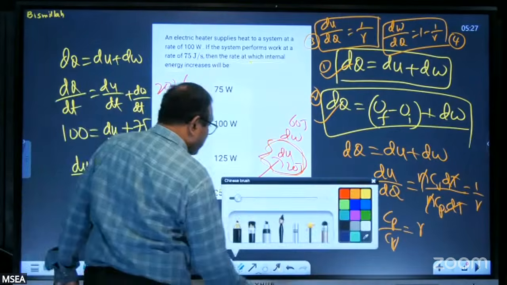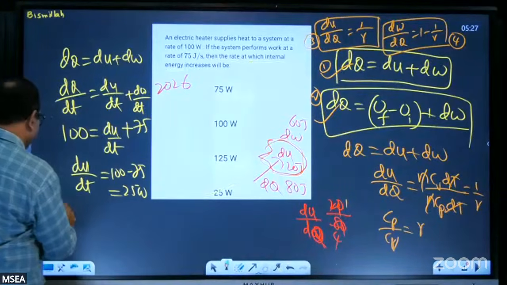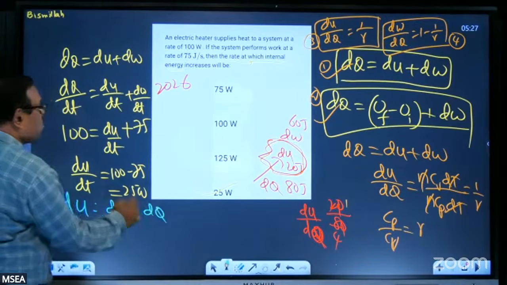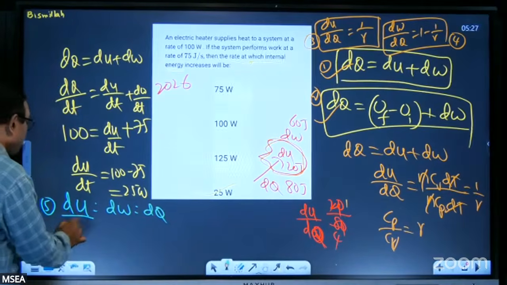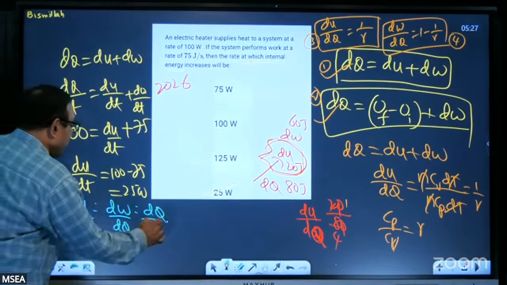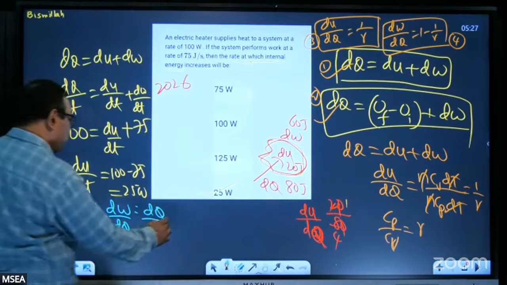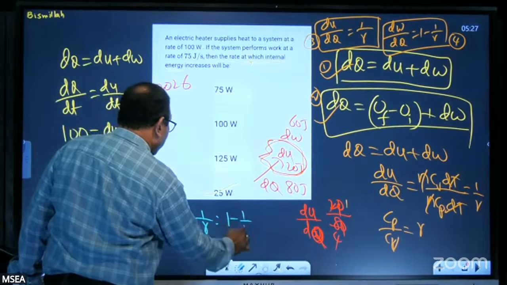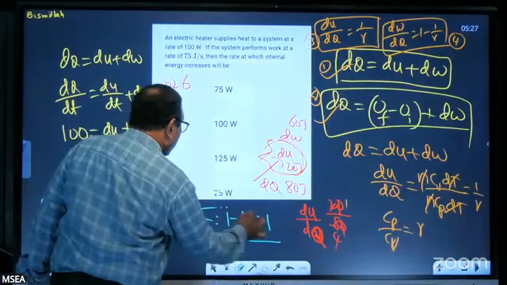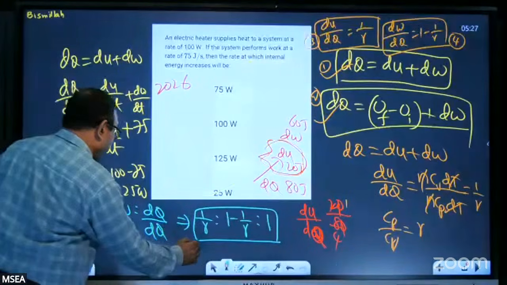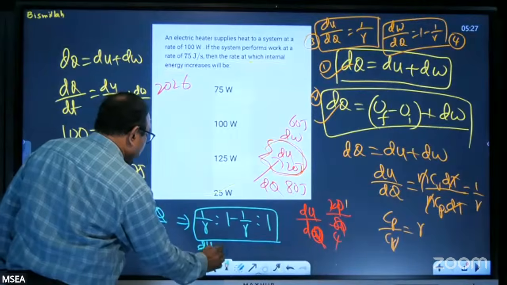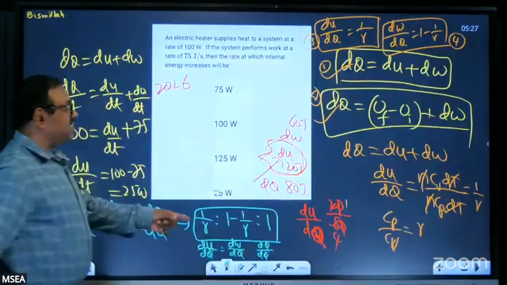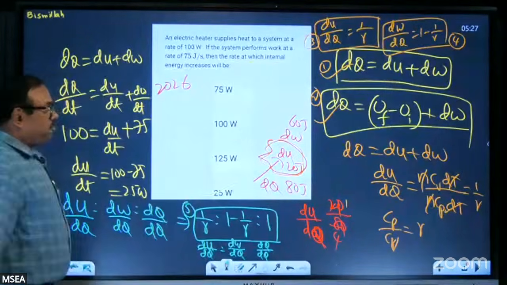Also, I'll change the color and write. Look here. For example, du is to dw is to dq. One more very important, this is the fifth one. If I divide by dq, what do you get? du by dq is 1 by gamma, is to 1 minus 1 by gamma, is to 1. So it is a ratio of du by dq is to dw by dq, and dq by dq. Even this you have to remember as the fifth one.